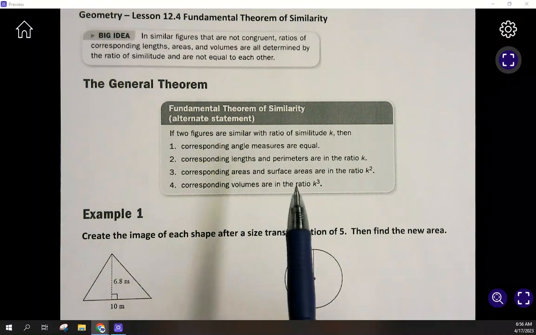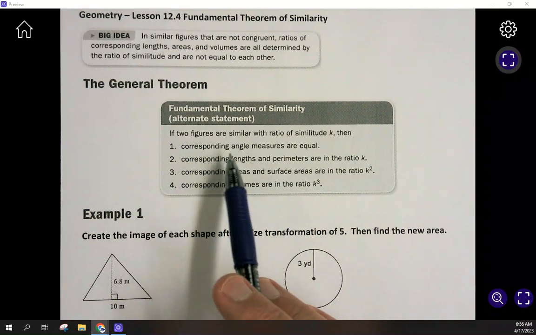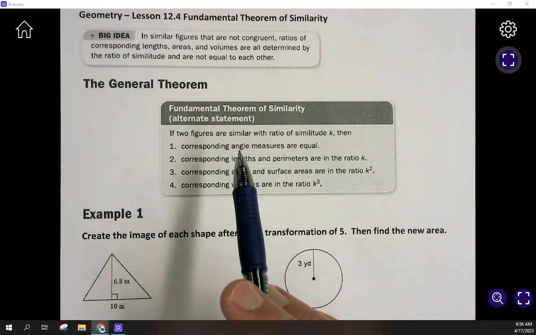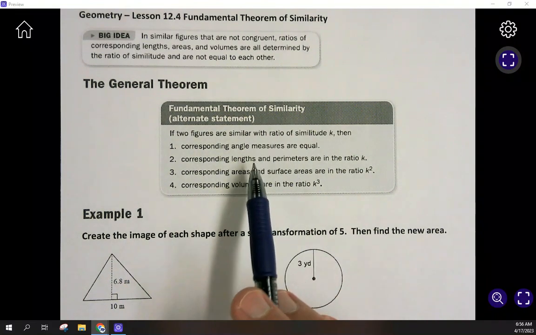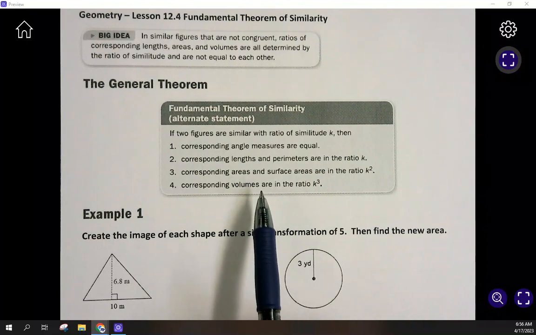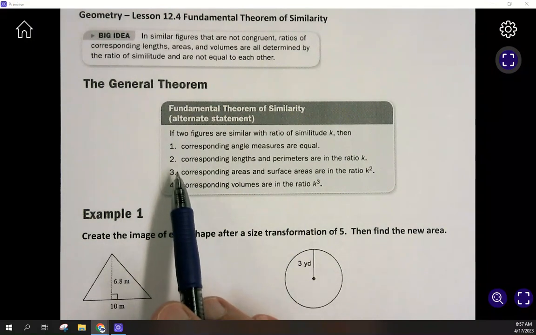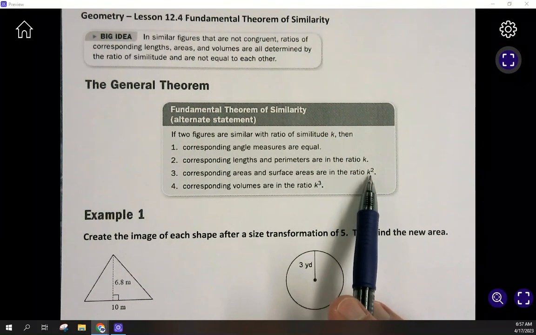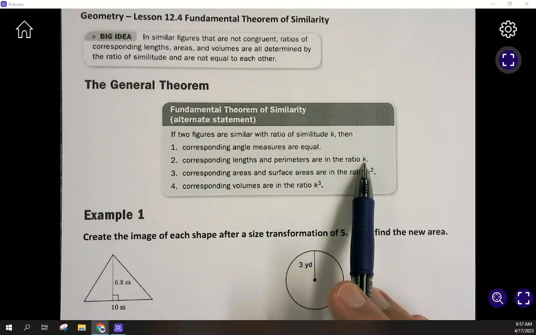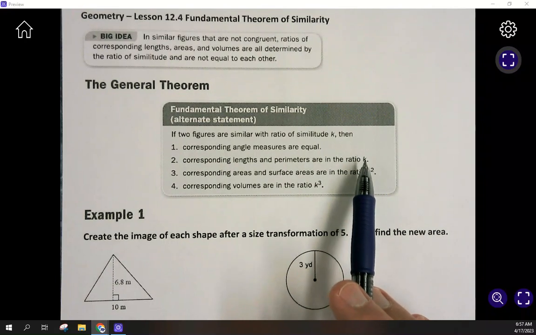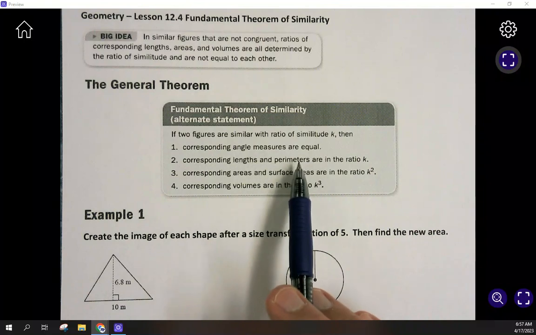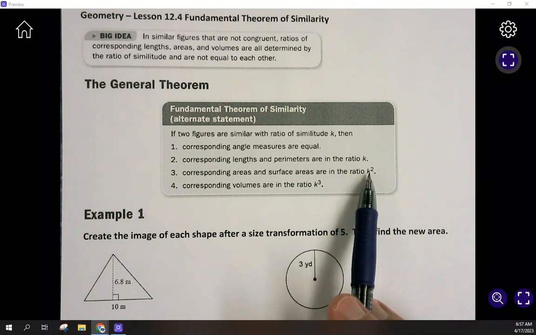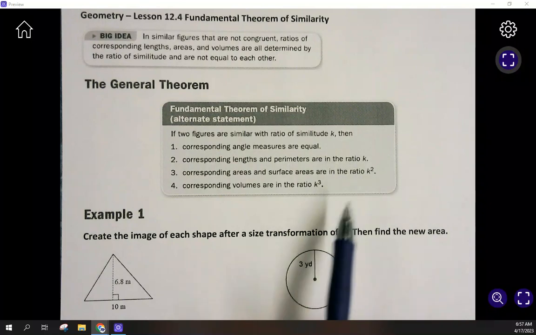But one of the most common misconceptions with students is that if we triple all the side lengths, the area is also tripled. Or if we multiply all the sides by 10, the volume will also multiply by 10. And that is not true. Okay, so number 3, the corresponding areas and surface areas will be in a ratio of k squared. So if all the side lengths had been multiplied by 5, the perimeter will also increase by 5 times, but the area will increase by 5 squared times, so actually 25 times.